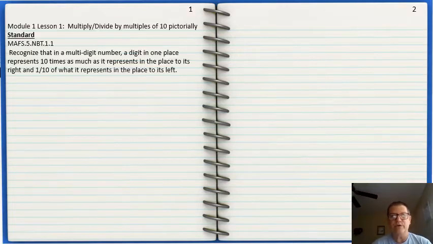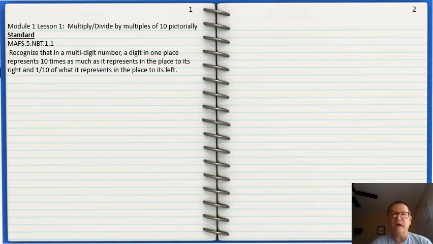So now we've turned the page, and if you notice up in the top right hand corner of each page we have a number, and on the left sheet it should say number 1 up on top, and then obviously the next sheet will be 2, and we'll keep going from there. Now the first thing I want you to put in there is starting off with the title, Mod 1 Lesson 1, Multiply and Divide by Multiples of 10 Pictorially.